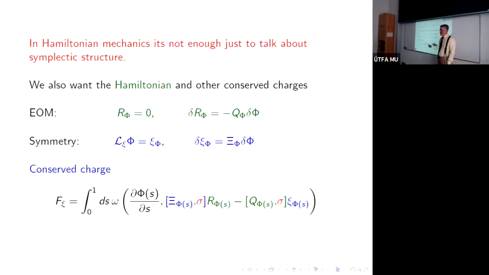This formula is kind of complicated, but this way you can write down Hamiltonians or supersymmetry generators, or electric charge. You can write down these kinds of things. If you know the symmetry of your theory and the equations of motion, you can make these. It's kind of Noether's theorem.